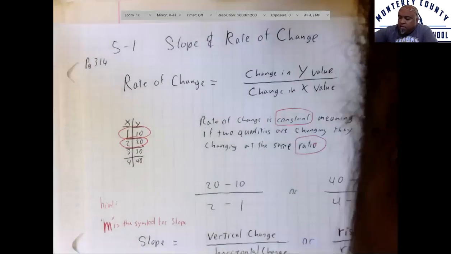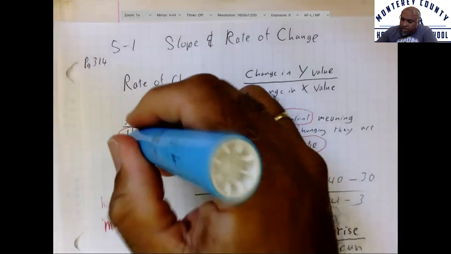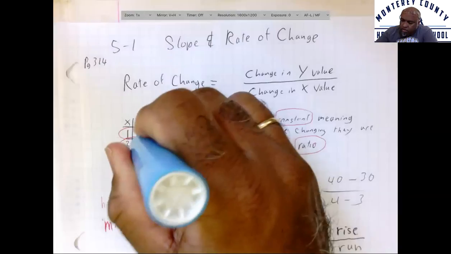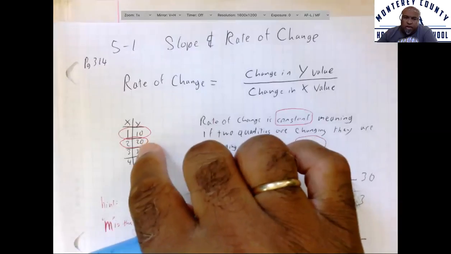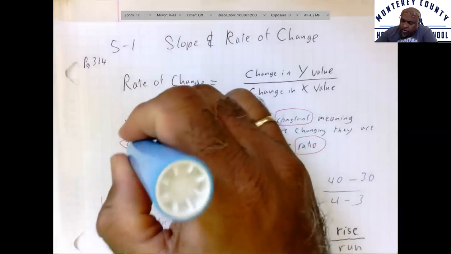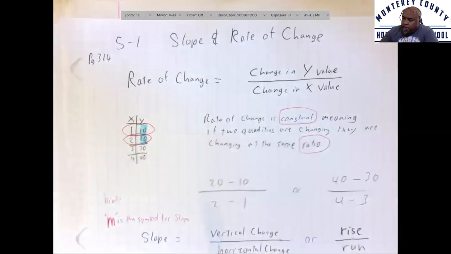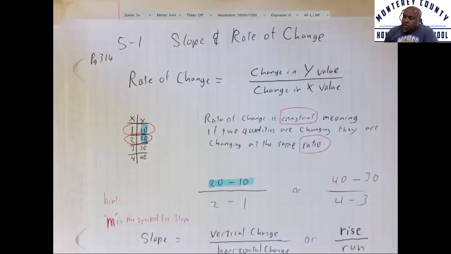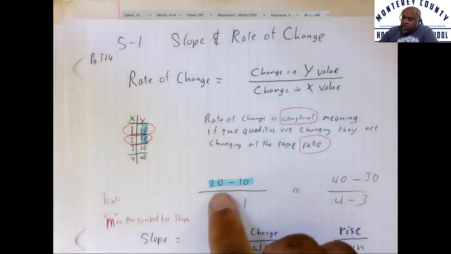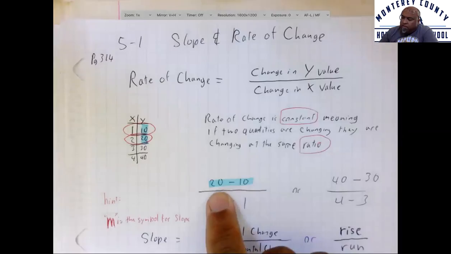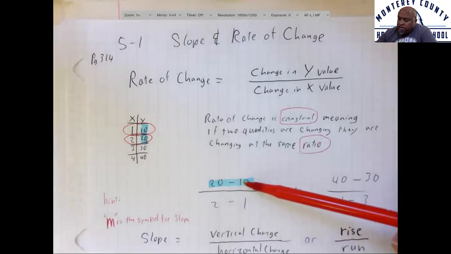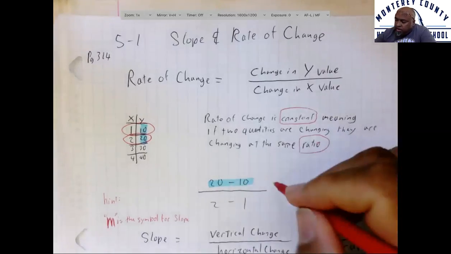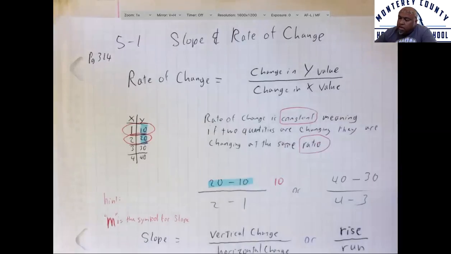So let's take a look at my y values here. Let me start with 20, because with rate of change the idea is you start wherever you're at and then go back to the one before it. So it's 20 and then 10. To find the rate of change, I take the change in my y value, my new y value minus the previous y value. That's how I find the change in the y values. So what is 20 minus 10? That would be 10.